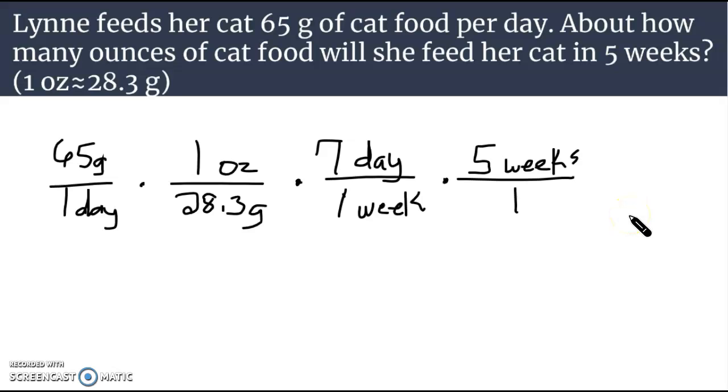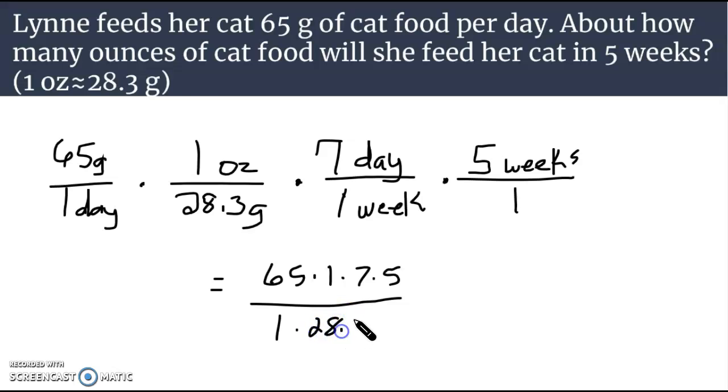And if you do the math, we're going to multiply every number in the numerator, 65 times 7 times 5, and then it's going to be divided by 28.3. I'll get that written out here. 65 times 1 times 7 times 5, and then the denominator 1 times 28.3 times 1. Comes out to, rounding to the nearest tenth, 80.4. She feeds her cat that many ounces in the 5 weeks.